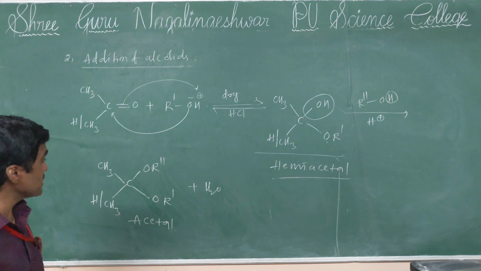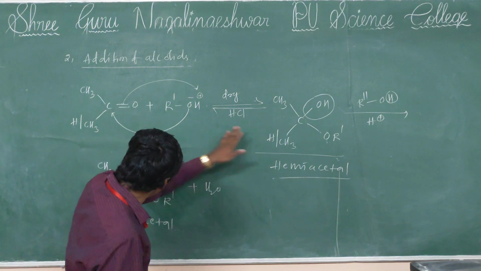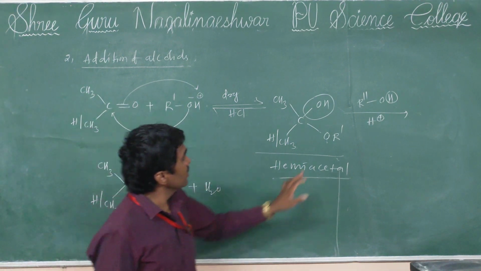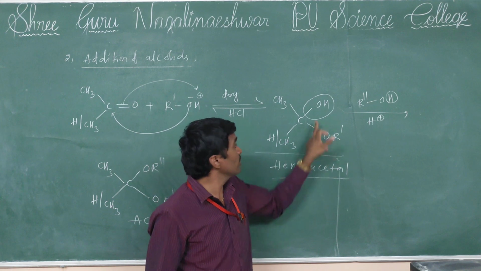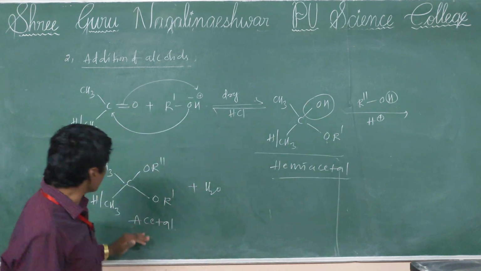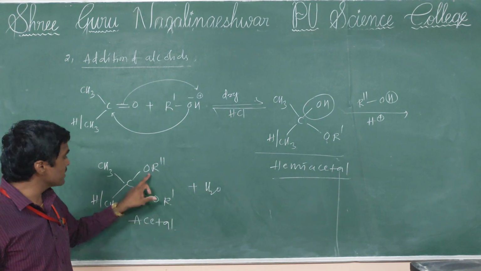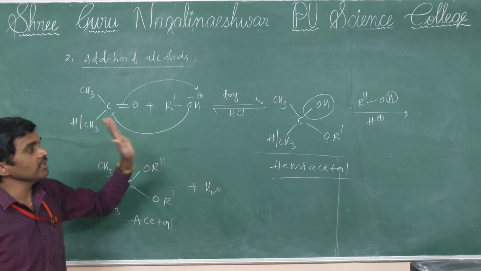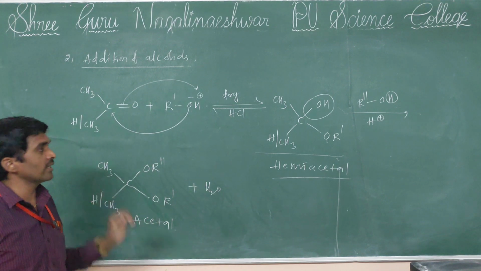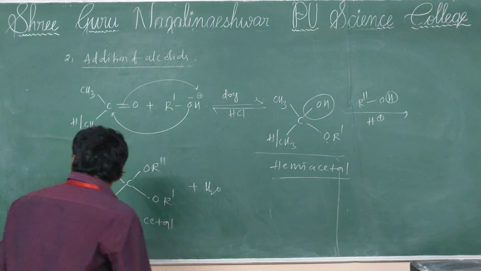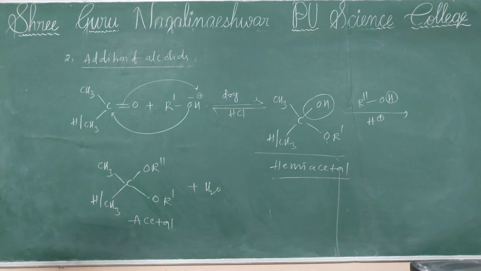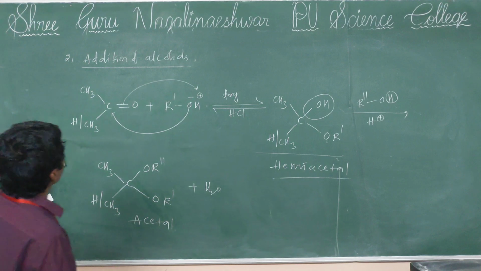So how can you recognize hemiacetal and acetal? Hemiacetal has only one alkoxy group, one alcohol group. Acetal has two alkoxy groups present. By this we can recognize. You remember, that is the important thing. Okay. So on the basis of this concept, how they will ask the competitive level question, we will discuss now.